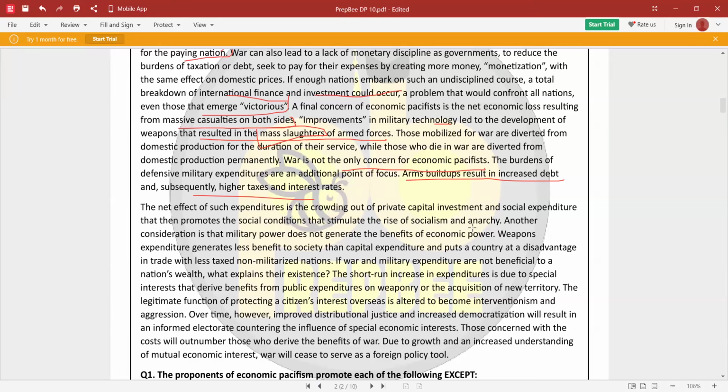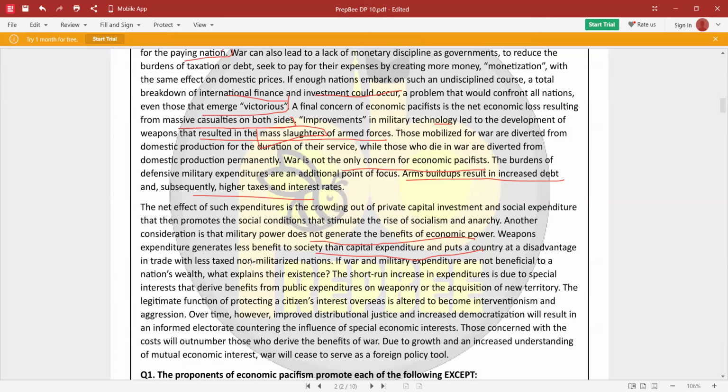So these military expenses reduce money available for private business investment and social programs. Now it is potentially causing unrest and leading to the rise of socialism or anarchy. Another consideration is that military power does not generate the benefits of economic power. So having military strength does not bring the same positive economic results as having economic power. Weapons expenditure generates less benefit to society than capex and puts a country at a disadvantage in trade with less taxed, non-militarized nations. So spending on weapons is less useful to society than investing in capital expenditure.